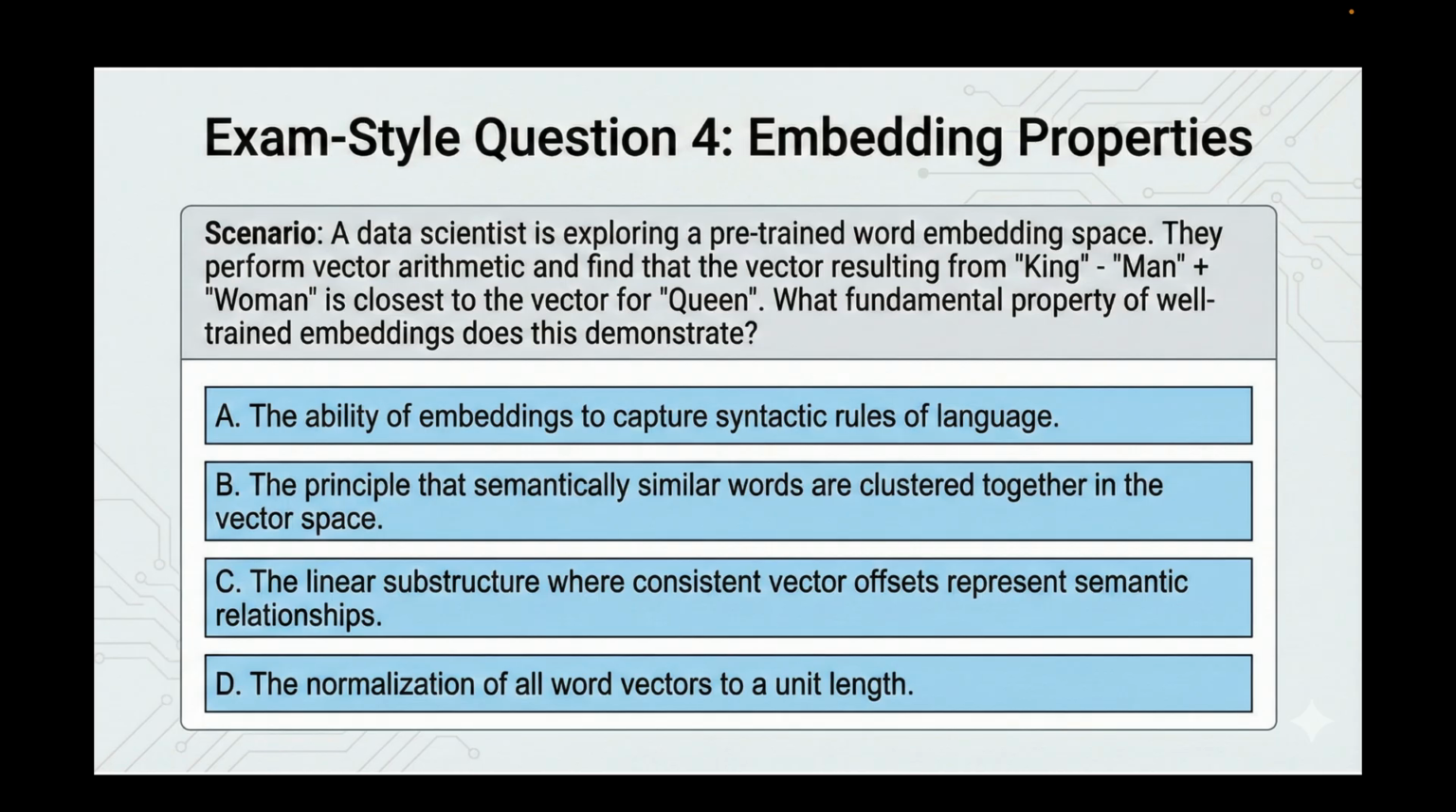The correct answer is C, the linear substructure where consistent vector offsets represent semantic relationships. This classic example demonstrates that embeddings capture more than just clustering. They capture semantic relationships as consistent linear directions in 3D space. The direction and distance, representing the concept of royalty or gender, is consistent across different pairs of words.